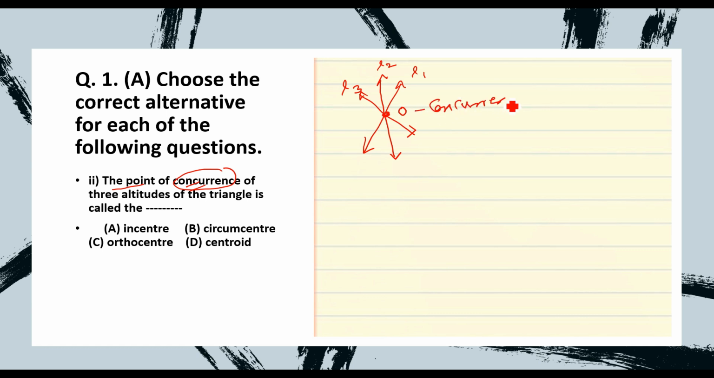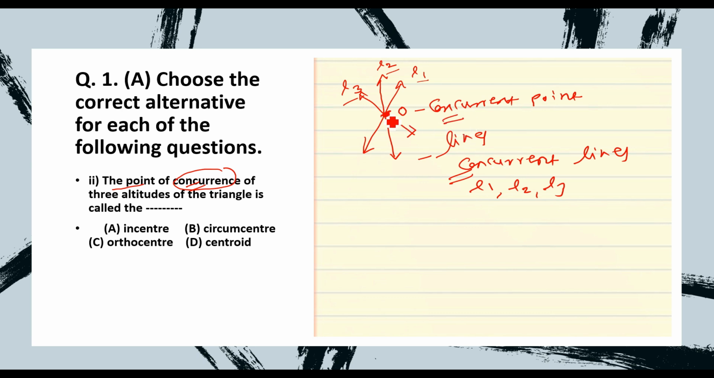concurrent point. This is called the concurrent point, and all these lines which are intersecting in this point are called concurrent lines. Which lines? Lines L1, L2 and L3 are called concurrent lines, and all these lines are intersecting in one particular point, that is O, which will be called a concurrent point.